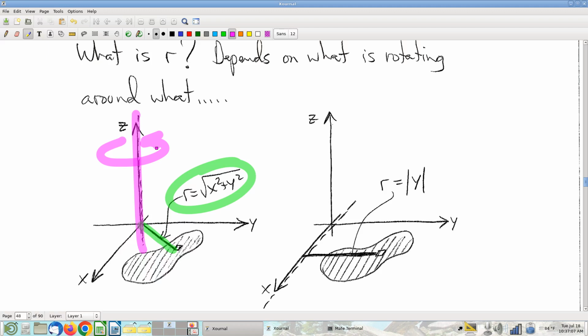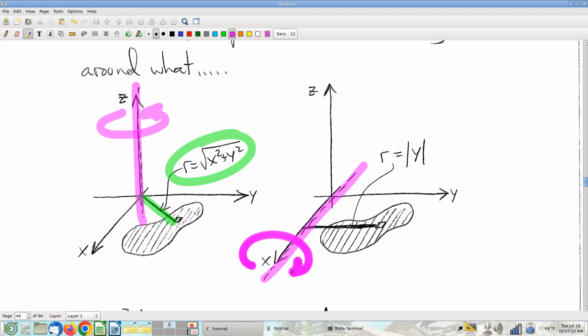But you might not be. You might be rotating around a totally different axis. You might be rotating around the x-axis, in which case the distance to that axis, that's not the square root of x squared plus y squared anymore. Now, according to the picture here, it looks like it's y. This region is entirely on the positive y side of the x-axis, but if not, it'd be the absolute value of y. So different formula for a different story, all depending on what the axis is, right?